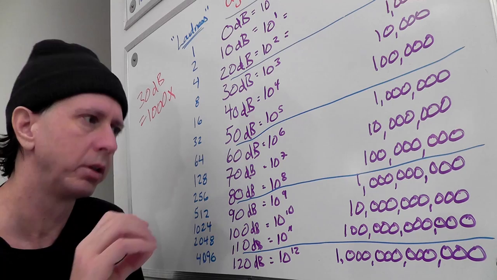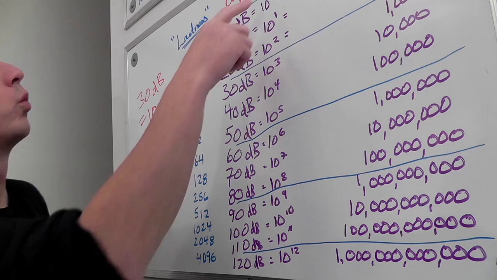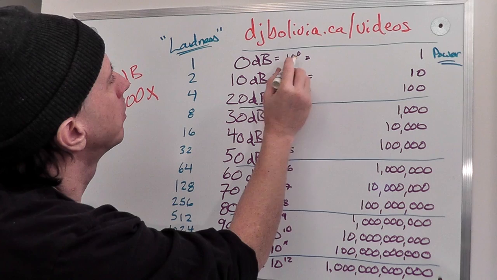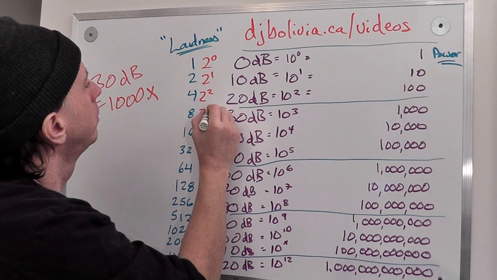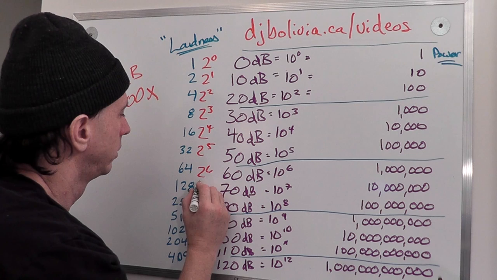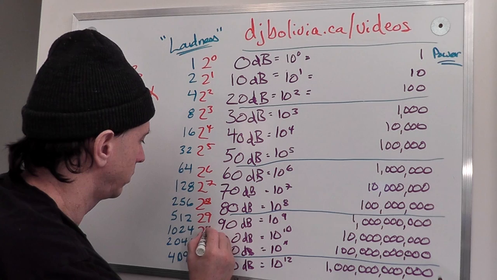Now, what's interesting is the correlation here is the fact that your powers of 10, if you look at your loudness, you can go powers of 2. 2 to the 0, 2 to the 1, 2 to the 2, 2 to the 3, 2 to the 4, 2 to the 5, 6, 2 to the 7, 2 to the 8, 2 to the 9, 2 to the 10, 2 to the 11, 2 to the 12.